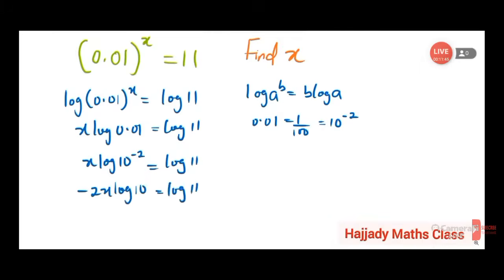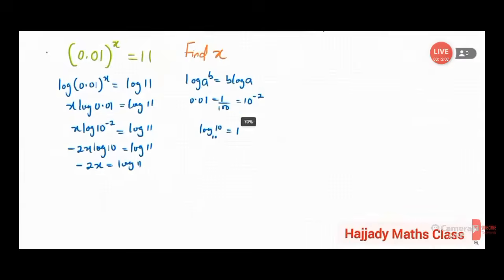From the basic knowledge of logarithm, we know that log 10 automatically takes a base of 10, and log 10 base 10 is the same thing as 1. So here at the left hand side, we are going to have negative 2x equals log 11. So from here, dividing both sides by negative 2, I'm going to have x equals negative 1 over 2 log 11.